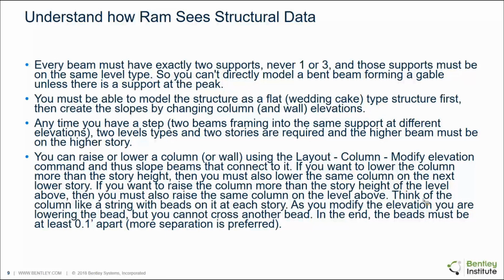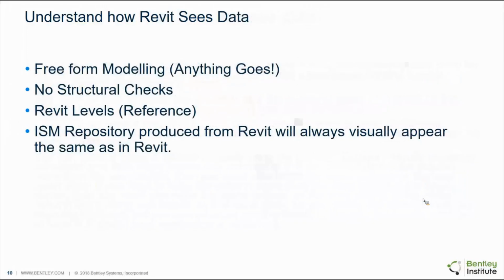What's important as well is you must be able to model the structure as a flat wedding-cake type structure first, and then you create the slopes by changing column and wall elevations. And anytime you have a step, that's two beams framing into the same support at different elevations, so two level types and two stories are required, and the higher beam must be on the higher story. So because it's floor-based modeling, and with many of these other limitations, compare this to Revit. It's a freeform modeler, right?